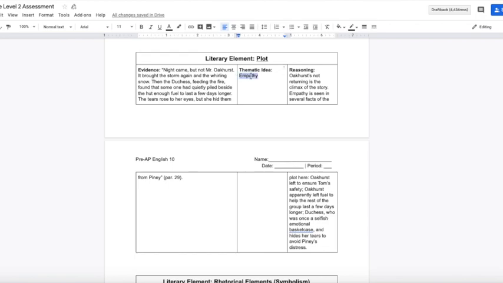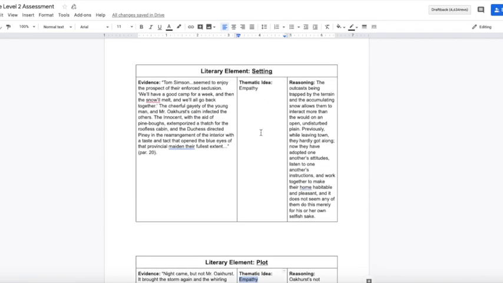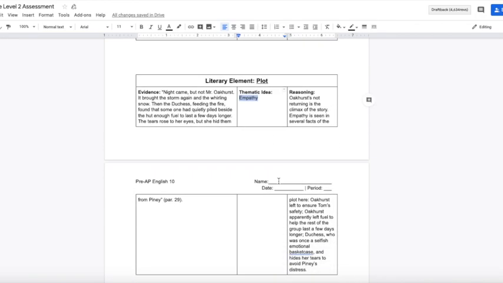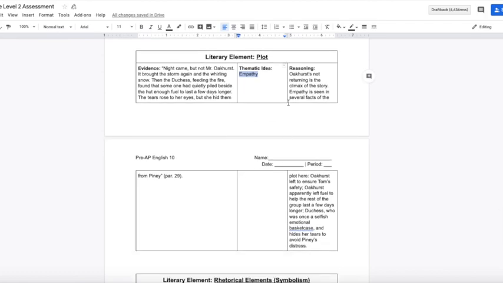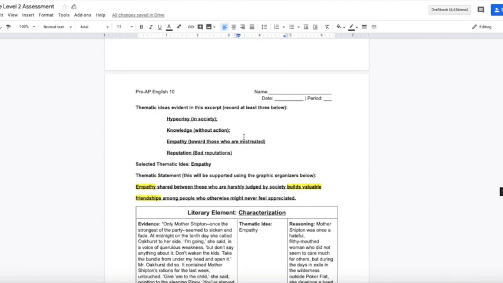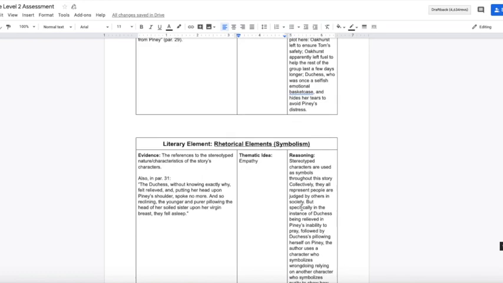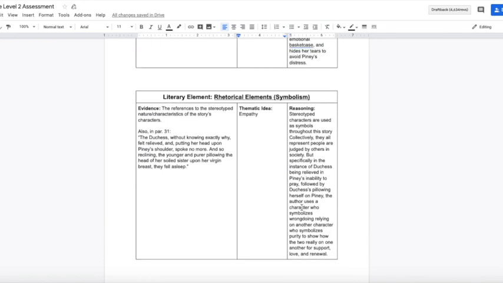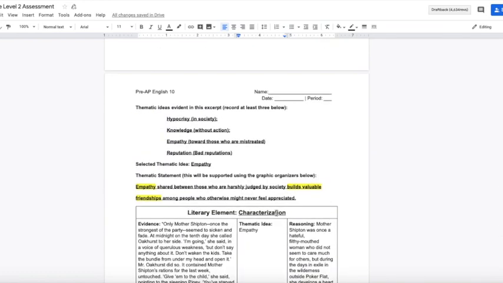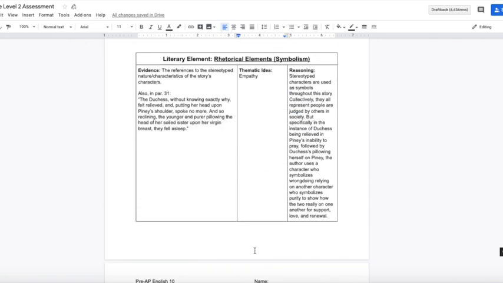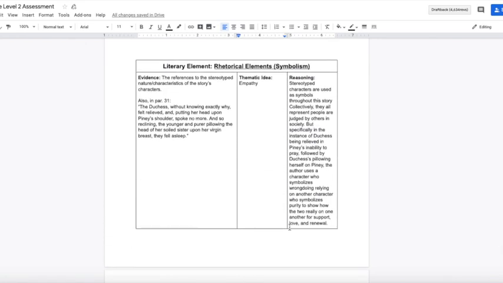This also shows empathy. Notice I just put this into the graphic organizer again because I've already committed myself to prove empathy and how the empathy builds friendships among people who otherwise might not be appreciated, as well as it shows empathy for those who have been mistreated or harshly judged.